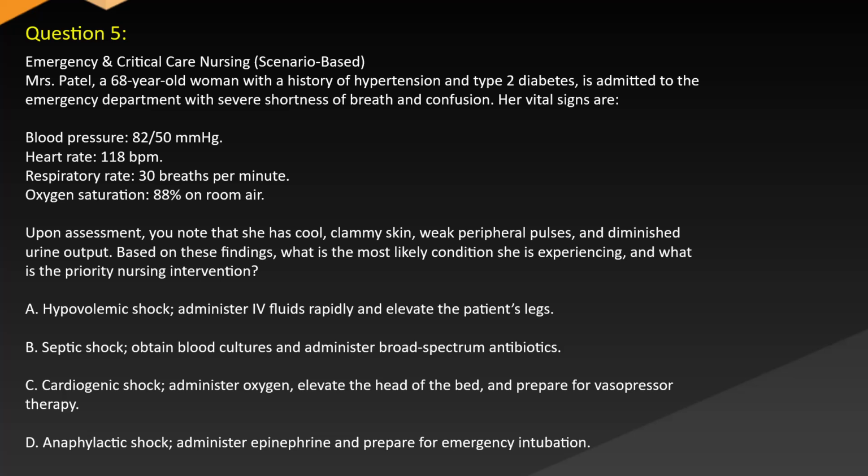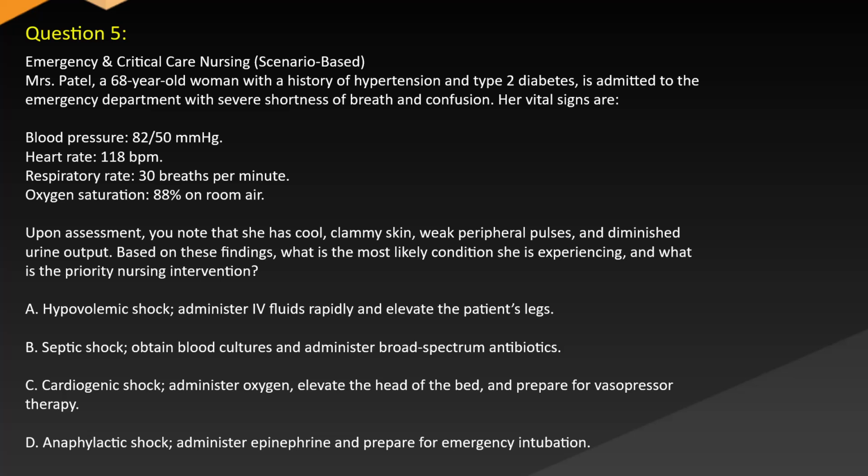Question 5. Emergency and critical care nursing, scenario based. Mrs. Patel, a 68-year-old woman with a history of hypertension and type 2 diabetes, is admitted to the emergency department with severe shortness of breath and confusion. Her vital signs are blood pressure 82/50 mmHg, heart rate 118 bpm, respiratory rate 30 breaths per minute, oxygen saturation 88% on room air. Upon assessment, you note that she has cool, clammy skin, weak peripheral pulses, and diminished urine output.